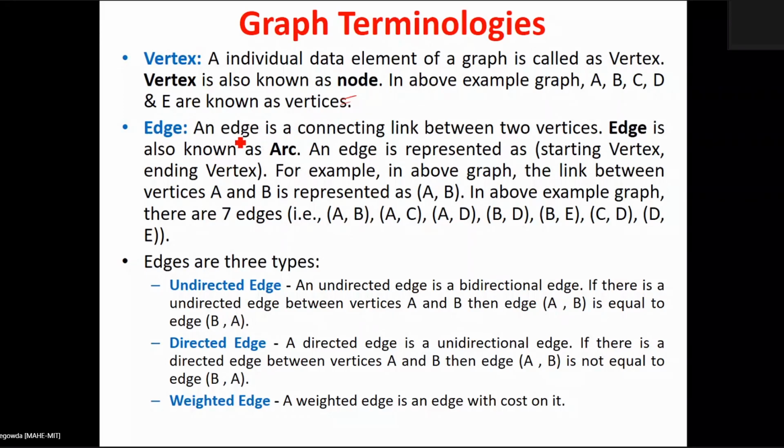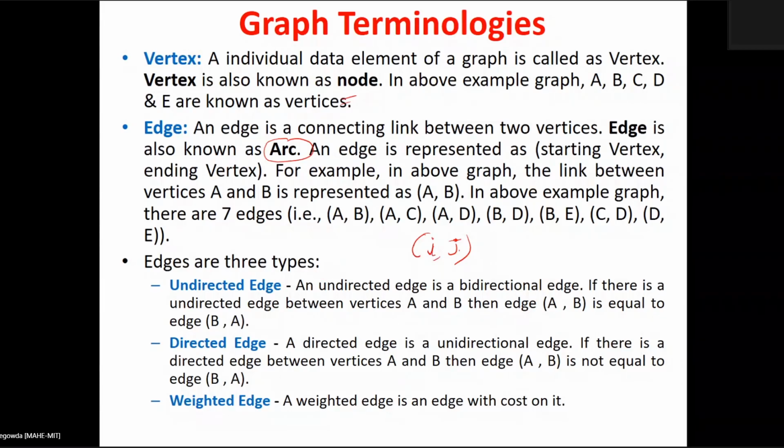And an edge is nothing but a link which is used to connect any two nodes in the given graph. This edge is also known by another name, called an arc. You must follow these rules for representing an edge: an edge is represented as the starting vertex followed by the ending vertex. For example, if you write (i, j), this indicates that the edge starts from i and ends at j. This is the notation we must follow to represent the edges in the graph.